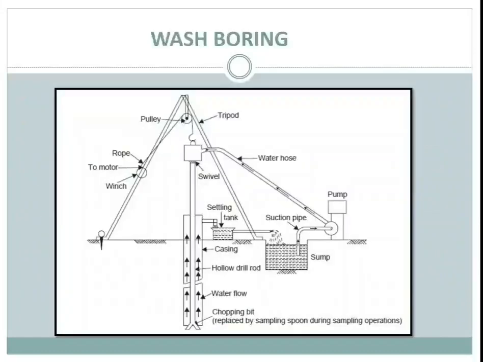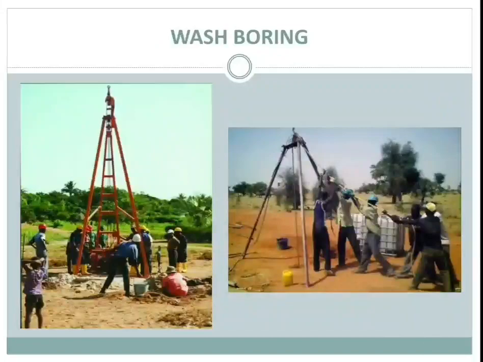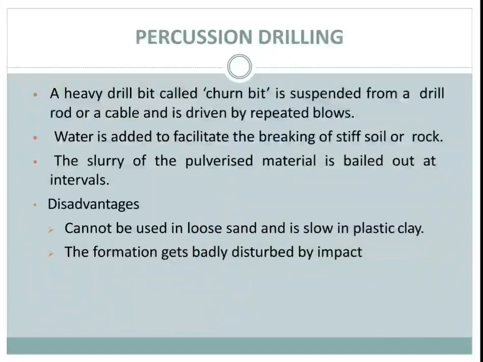In this image you can see there is a casing pipe outside and there is a hollow drill rod with a chopping bit attached. There is a tripod and the suction sump there, you can see the settling tank there, you can collect the soil sample. There is the actual image of wash boring.